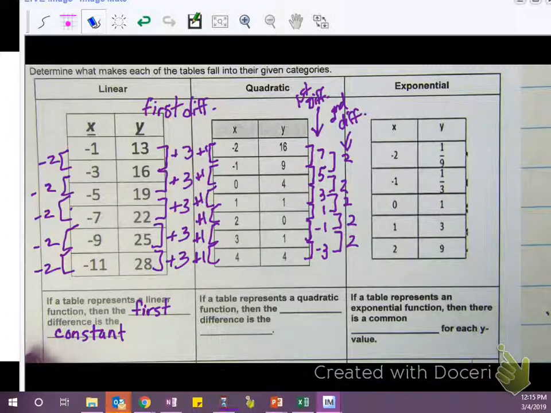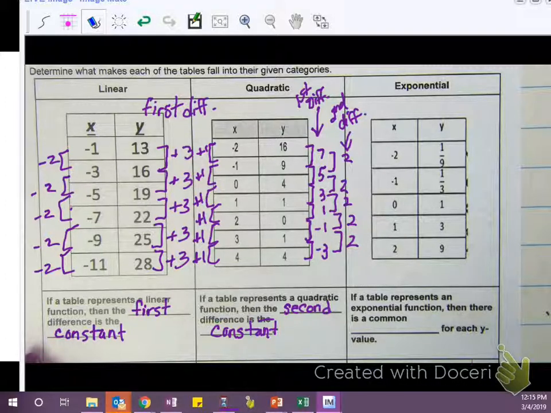So if a table represents a quadratic function, then the second difference is constant. I don't know why the word "the" is there. Now, as it turns out, this continues to be true. If your second differences are not constant, but your third differences are constant, it's cubic. If your fourth differences are constant, it's quartic, and so on.